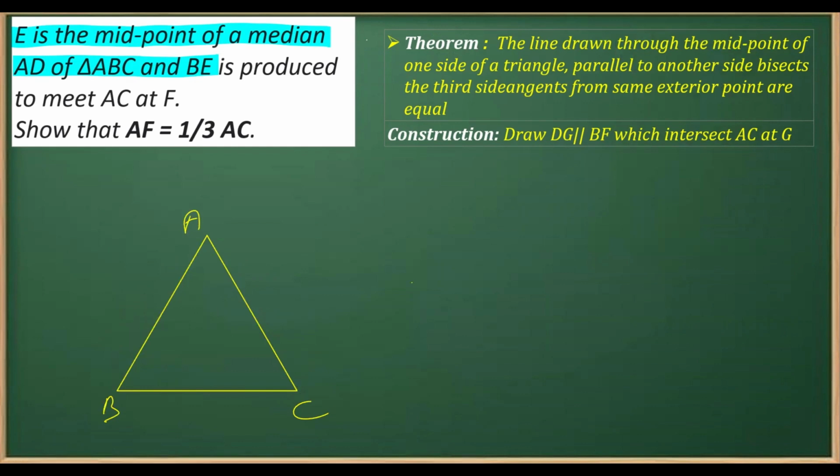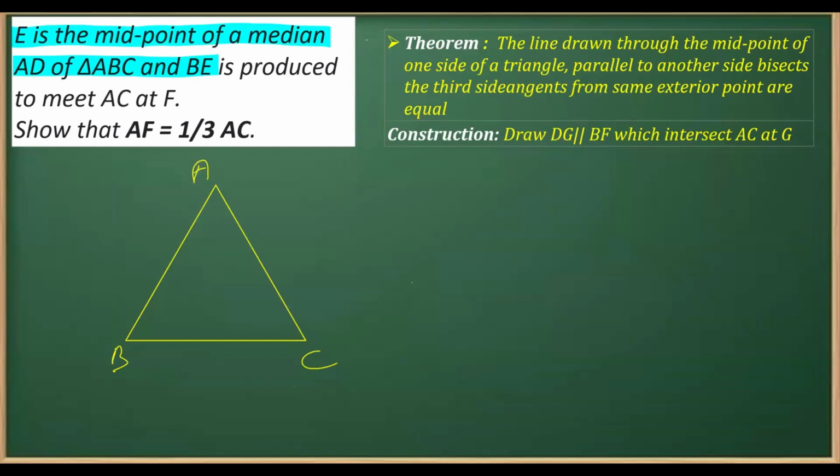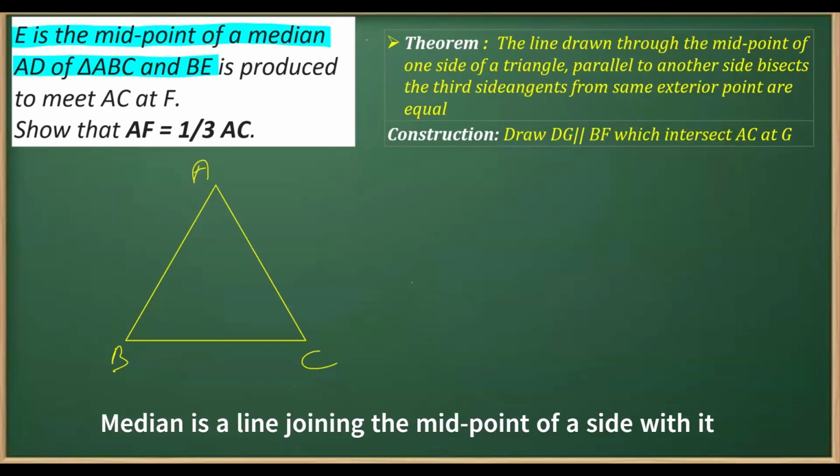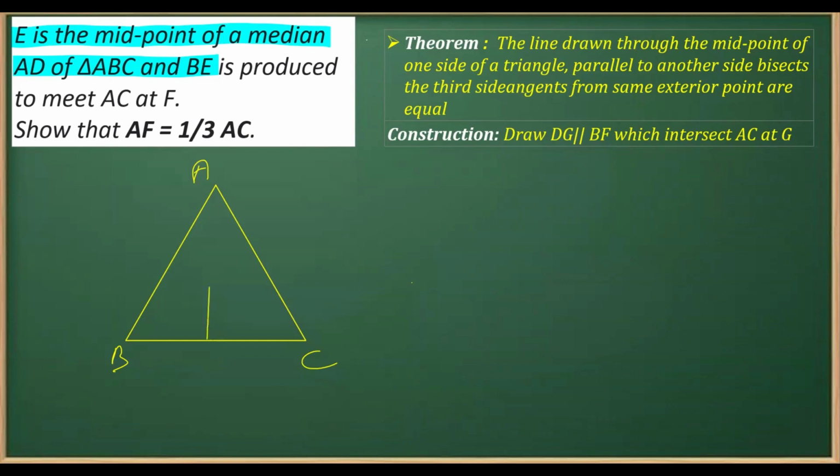What we know further is that there is a median, and AD is the median. So what is the median? It's a line joining the midpoint of a side with its opposite vertex. That's called the median. So here D is the midpoint of BC, and we are given AD as the median.